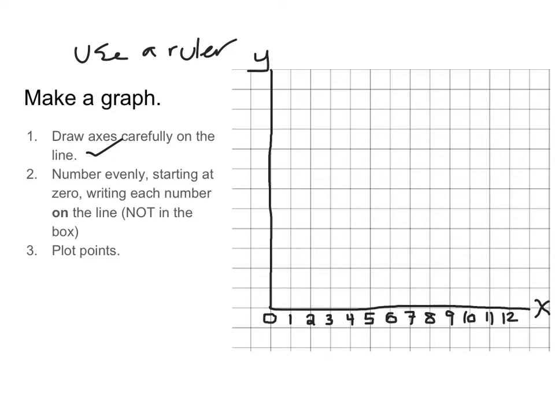Okay, and now we're going to do the same thing for the y-axis. So once again, 0 is that bottommost spot, and then we'll just count by ones again. They don't have to be the same as each other, but we're just keeping it simple for this one.